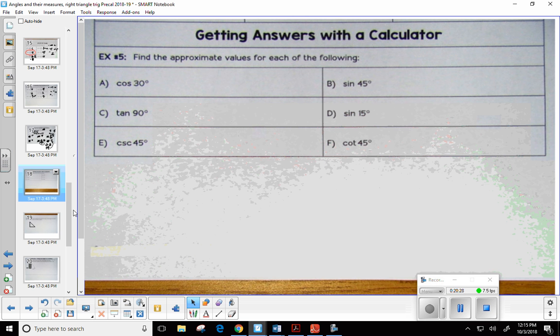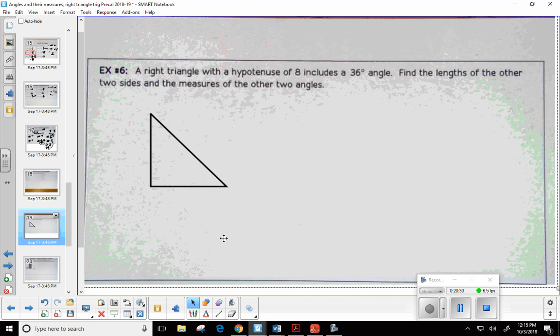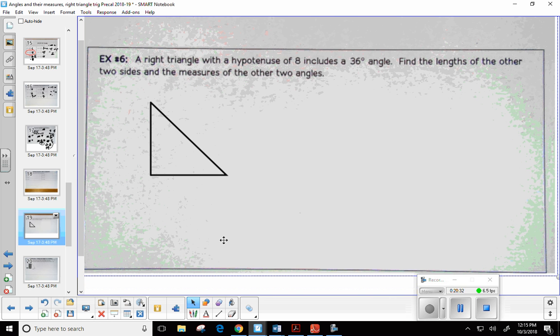All right. Well, we're almost done. We only have these 2 problems and we are finished. Okay, so a couple of word problems. This one says a right triangle with a hypotenuse of 8 includes a 36-degree angle. Find the lengths of the other 2 sides and the measures of the other 2 angles. Well, there's not 2 angles to find because we know it's a right triangle.